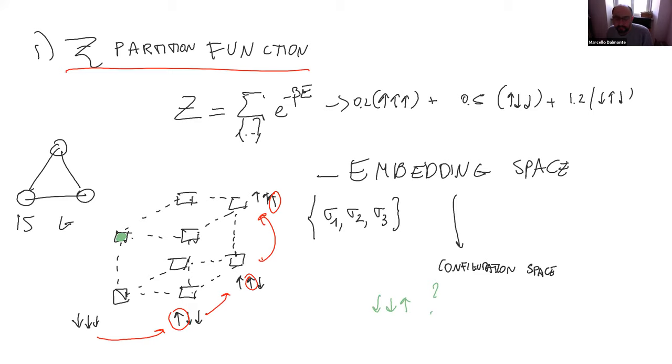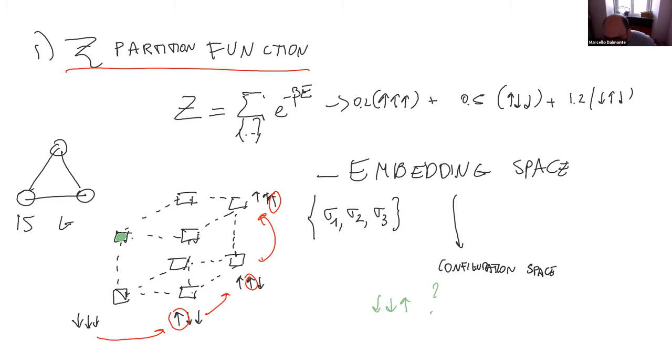But then some of you asked the following question last time. Now if we have a partition function, in general the weights in front of these different states will be different. So how do we now describe the partition function inside this embedding space? And this is exactly what we will be discussing now.